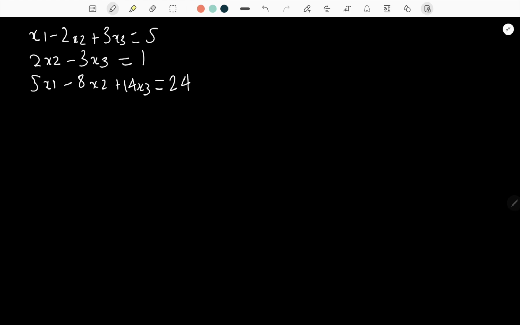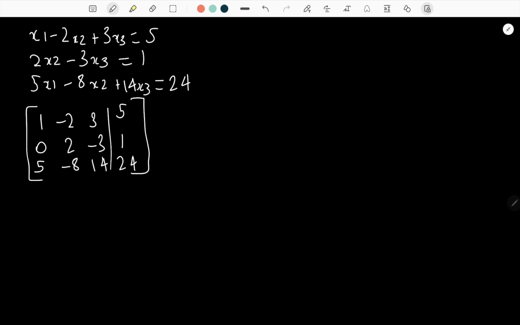So here we have a linear system which has three x's and three equations. The first step is to write the augmented matrix, which is simply the coefficients of the x's equal to the number. So let's do that. We wrote the coefficients accordingly. Here we have the first line 1, -2, 3, and then 5, drawing a line between them. Here we don't have an x1, so that's why I wrote 0 here. And then it's just 2, -3, 1. The last equation is 5, -8, 14, 24. So this is very simple and straightforward.